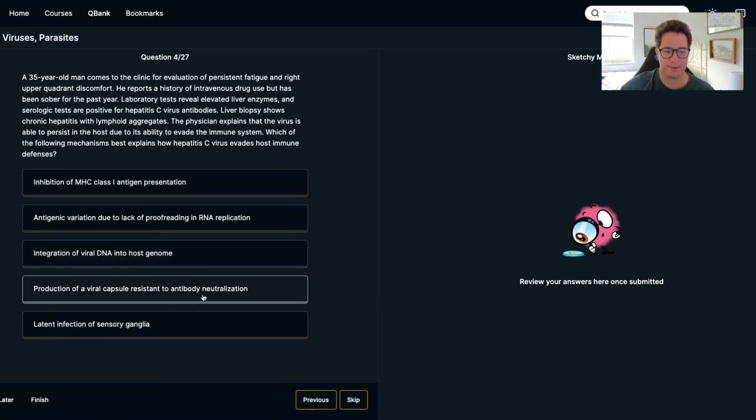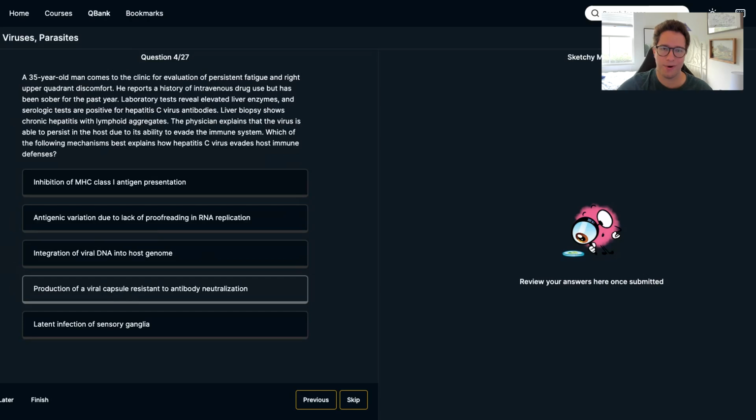Production of a viral capsule resistant to antibody neutralization. So hep C has a capsule, but typically capsules are more for pathogenicity and not evasion. So possible, but less likely for me. And then last but not least, we have latent infection of sensory ganglia. So I remember this one, varicella does this. This is how it causes shingles. I want to say tetanus, but I'm for sure on varicella. So it's not this one.